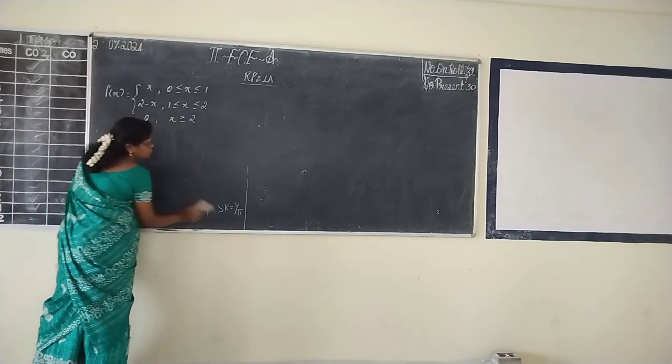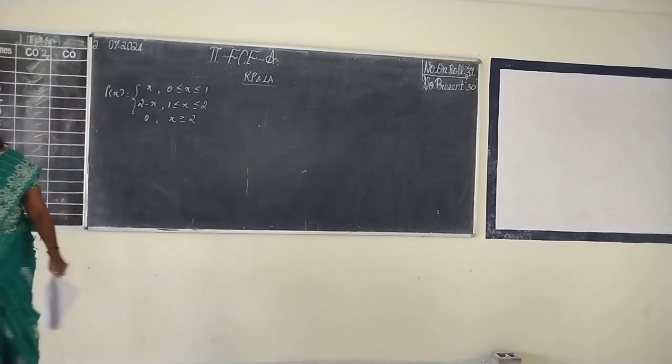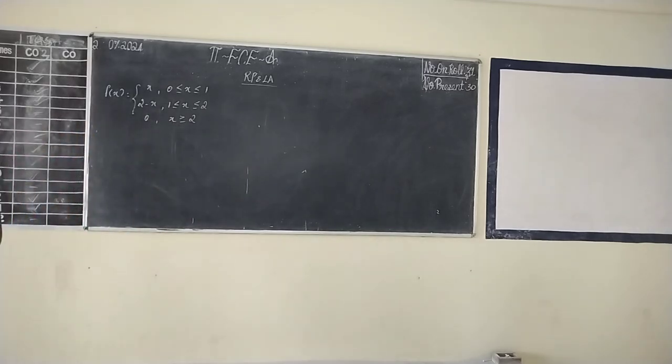We have defined f of x in 3 parts. How will you solve now? In a condition, what are we supposed to find? K. Is there any K in the question? No, then why find K? See the question: find the distribution function. Distribution function means capital F of x. Whether it is the distribution function or the cumulative distribution function, both are the same. You are supposed to find capital F of x. So start the solution.